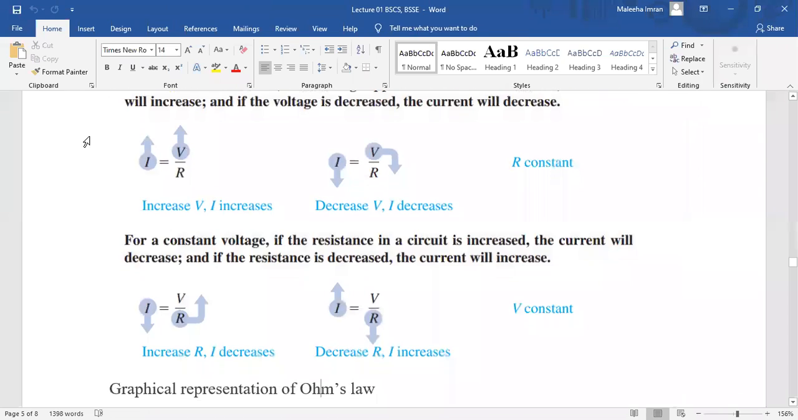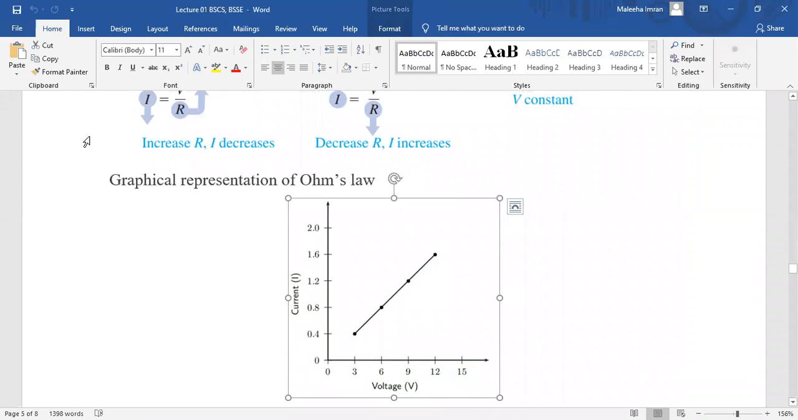Then we see the graphical representation. The graphical representation is also called the IV characteristic. What is meant by the IV characteristic? IV characteristic means the graph between voltage and current is known as the IV characteristic. So what is the graphical relation?